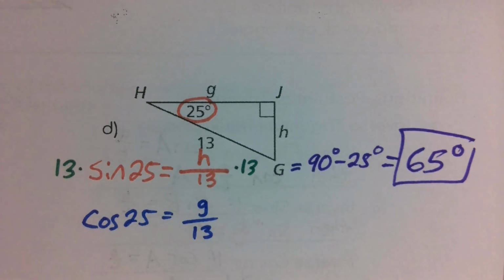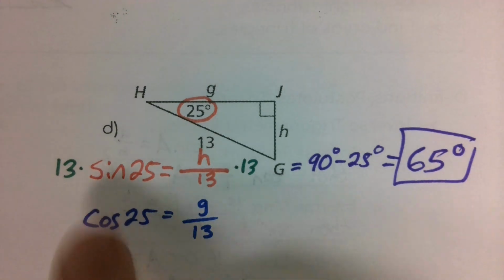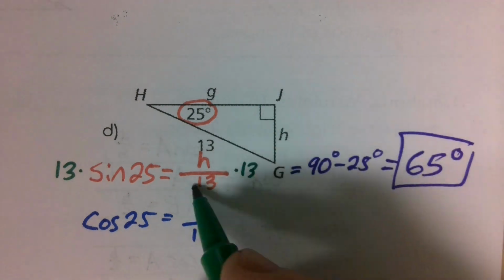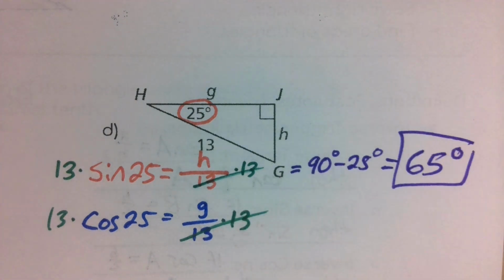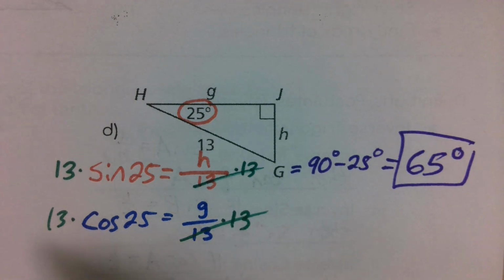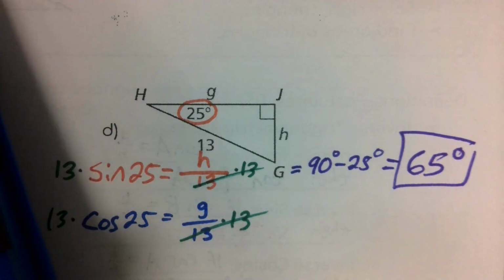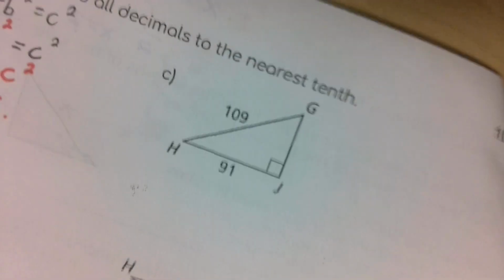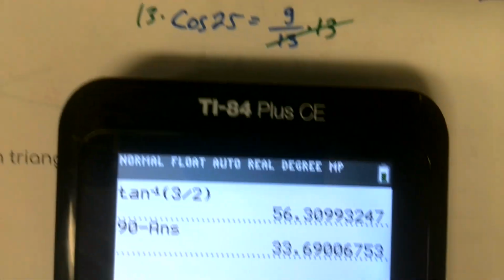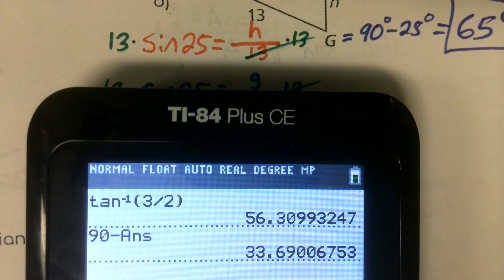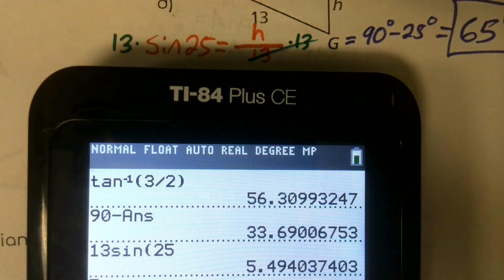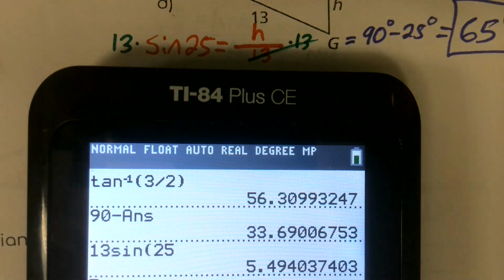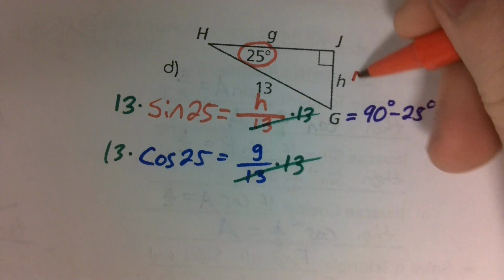We multiply the first one by 13, and we get 13 times the sine of 25 will equal h. Same with g. We can multiply both sides by 13 to get that 13 times the cosine of 25 equals g. All we got to do is plug them both in. So, here we go. Let's start with 13 times the sine of 25. 13 sine of 25 equals 5.5. So, h is about 5.5.